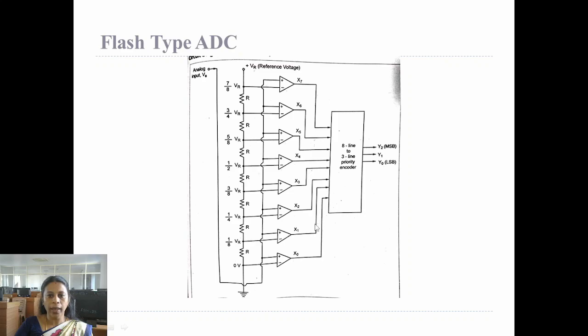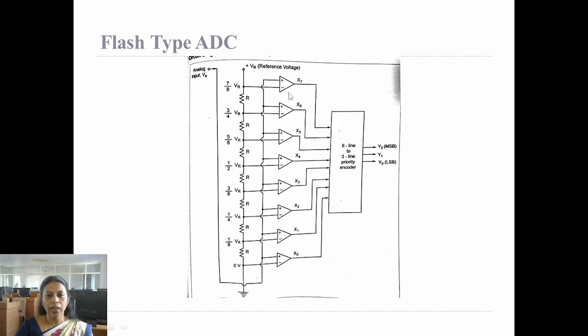We have a total of 8 comparators ranging from 0 to 7, which is given to an 8 to 3 line priority encoder. Hope you know that in a priority encoder, priority is given to the highest bit, that is x7, and the least priority is given to x0.